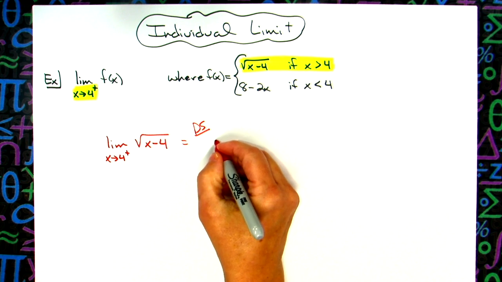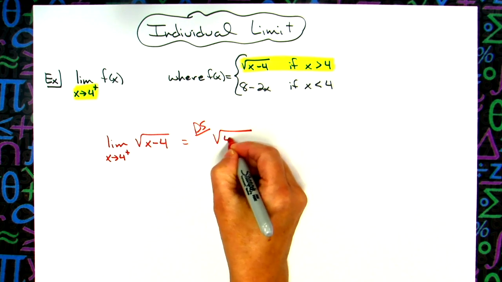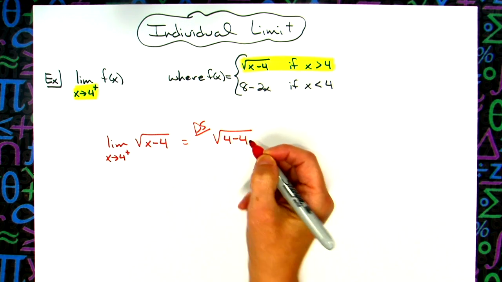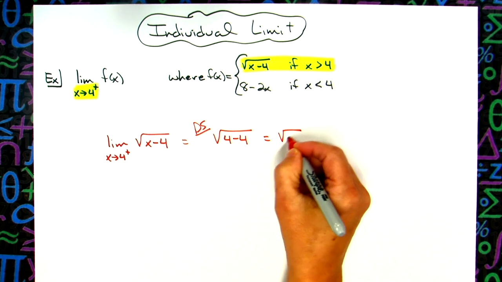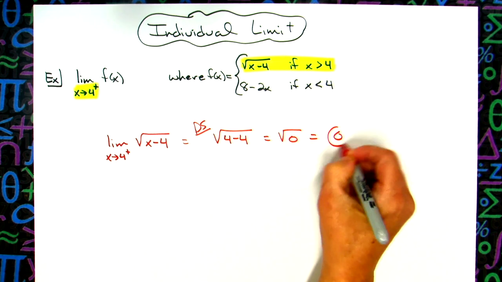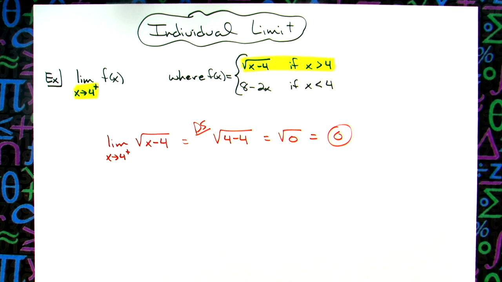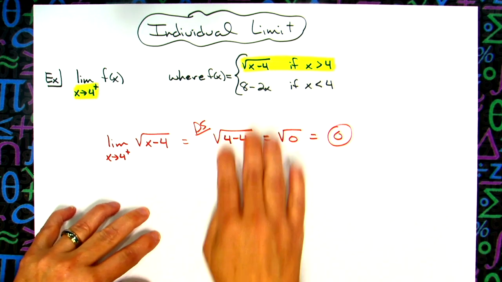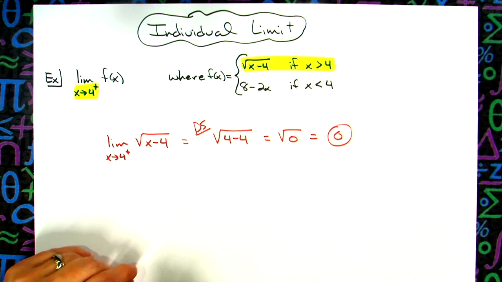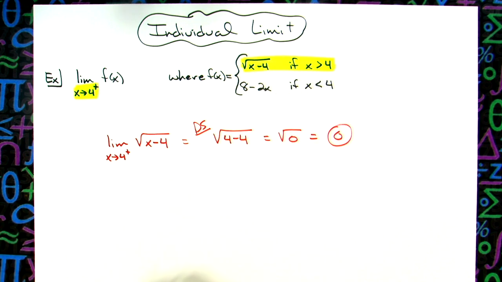So when I do that direct substitution, I'll have the square root of 4 minus 4. 4 minus 4 on the inside is going to be a 0. Square root of 0 is just simply a 0. So definitely just a direct substitution on the limit, but the fact that this is a piecewise function, you've got to figure out what part of that piecewise function you're going to use in your algebraic method.